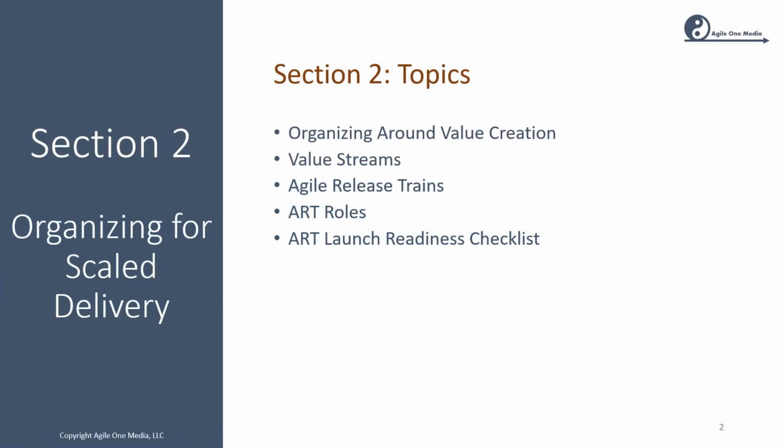In section 2, we'll be covering the following topics. First, we'll be exploring an organizational model from Lean designed around optimizing value creation. Then we'll be looking at value streams and how organizations use value streams to provide products and services to their customers. Next, we'll describe how this model is implemented in SAFe via the Agile Release Train concept. Then we'll look at key roles on an Agile Release Train. And finally, we'll review a checklist for launching an ART.